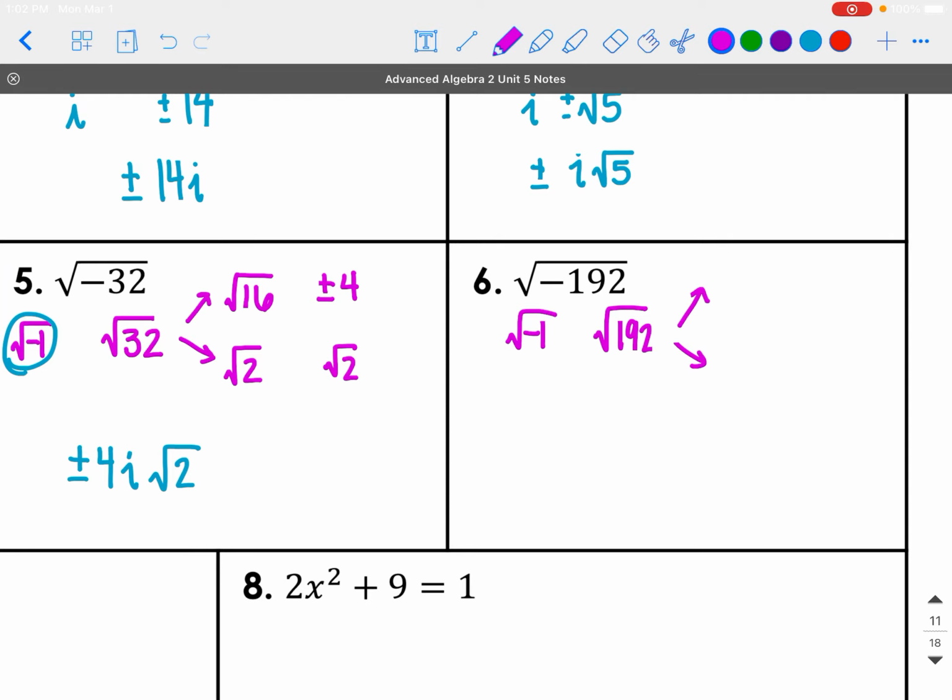Okay, we're going to divide that by all the perfect squares. So 192, 100's not going to go in there. 81, nope. 192 divided by 64, that is 3. So 64 and 3. I know the square root of 64 is plus or minus 8. Then we have the square root of 3, and we have i. So my final answer: plus or minus 8i radical 3.